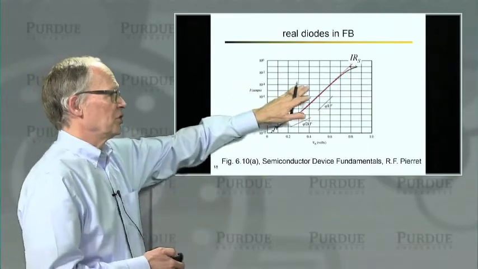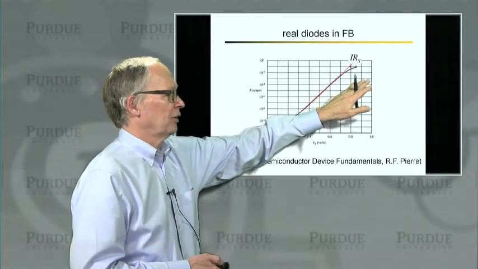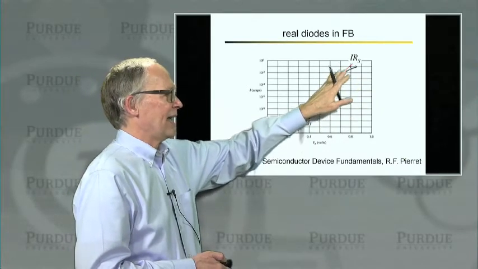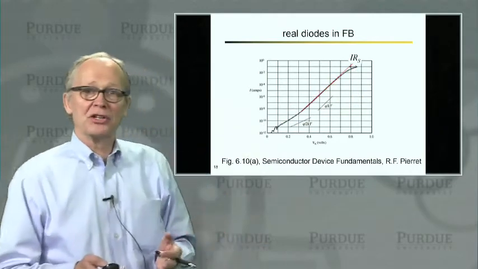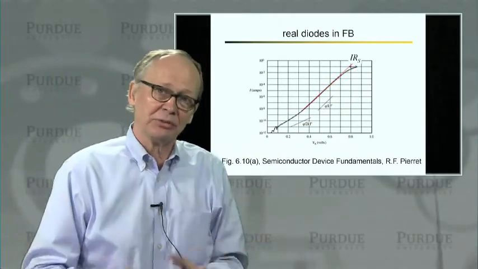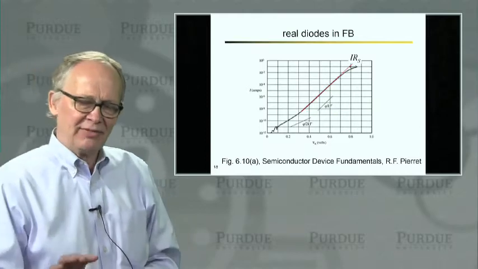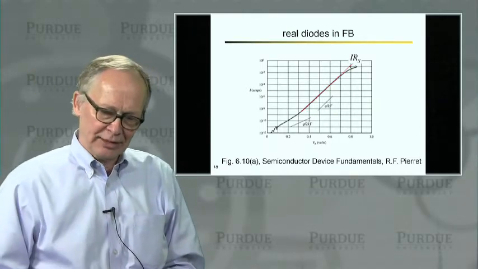If you look at this regime, you can see that the current is rolling off, and at a particular current, it takes a larger voltage. How much larger? Current times the series resistance. So that's a big factor that affects most diodes.